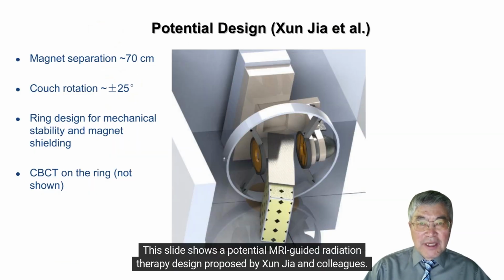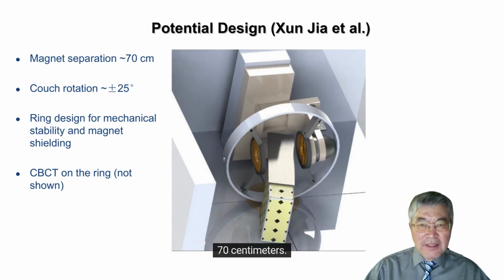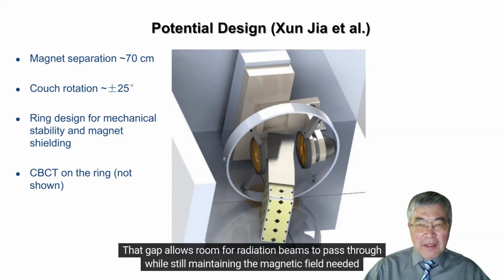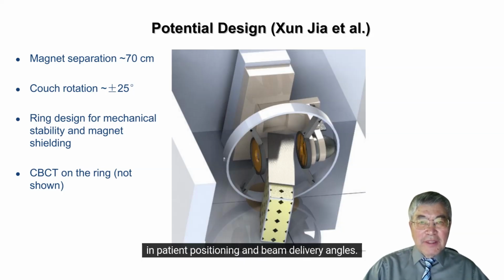This slide shows a potential MRI-guided radiation therapy design proposed by Zunjia and colleagues. What you see here is a concept where the MRI magnet is split into two halves with a separation of about 70 centimeters. That gap allows room for radiation beams to pass through while still maintaining the magnetic field needed for MRI imaging. The design also includes a couch that can rotate by plus or minus 25 degrees, giving flexibility in patient positioning and beam delivery angles.